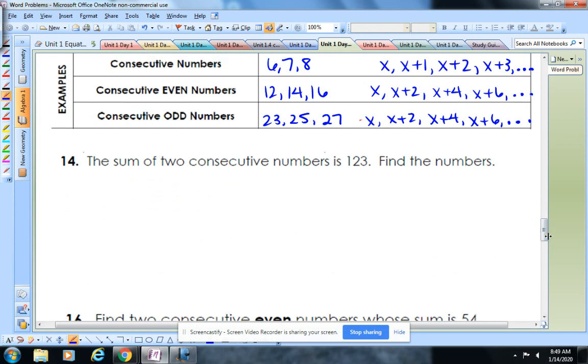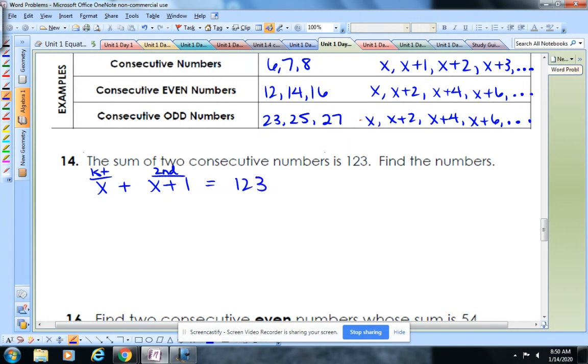So let's look at number 14. The sum of two consecutive numbers is 123. So I need how many consecutive numbers? 2. We don't know what they are. So we'll call the first one x and the second one what? x plus 1, because it says consecutive numbers. So if they're just consecutive numbers, not even or odd, the first number is x, the second number is that number plus 1. Does that make sense? And together they make 123.